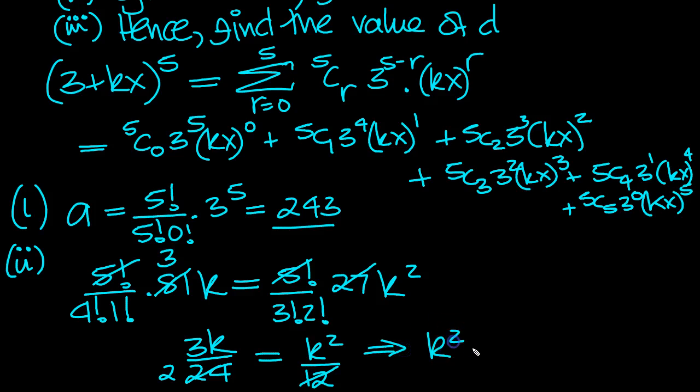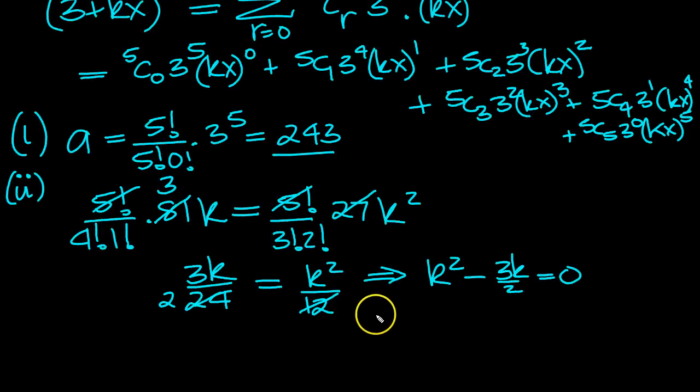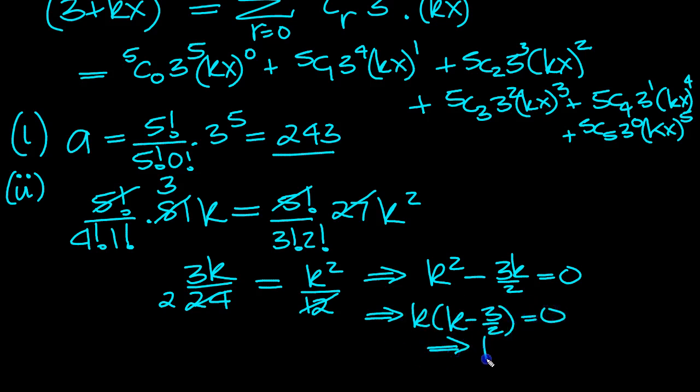So k squared, I move this 3k over 2 to be with it, equals 0. I've moved that over there and written it down from right to left. There's just a 3k over 2 left there. So that tells us now, k outside a bracket, k minus 3 over 2. So k does not equal 0, so that tells us that k is equal to 3 over 2, or 1.5. So there's the value of k for part 2.